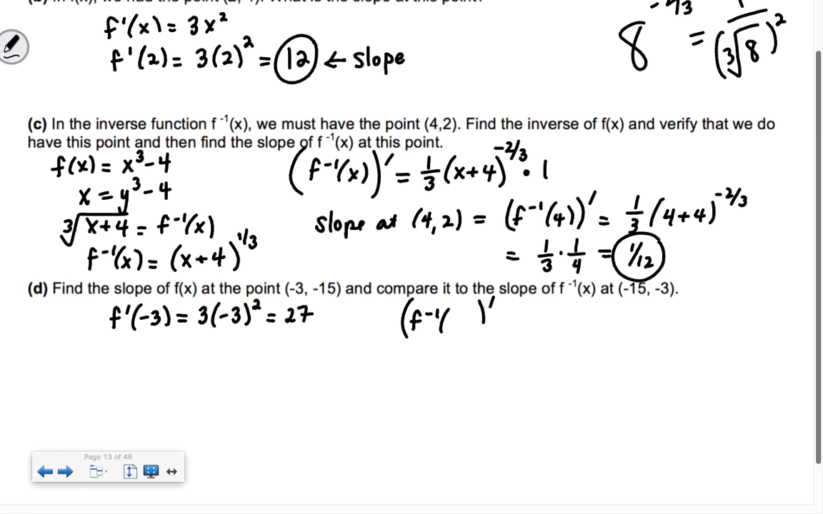And then if I find the slope of f inverse, so f inverse prime at its x value, which is negative 15, then I go back to my f inverse equation right there. Did I do that right? All right, so my f inverse equation, 1 over 3. I feel like I have something wrong here. Negative 2/3. Negative, what did I do? Maybe I do.